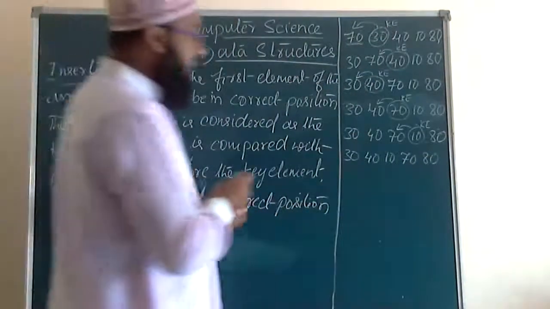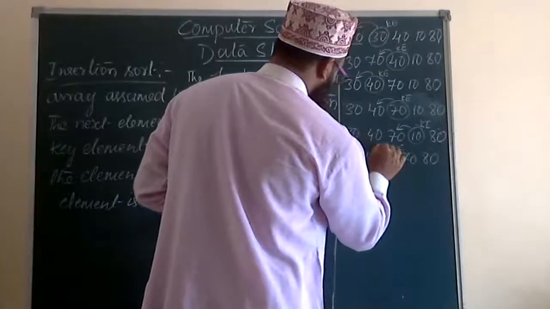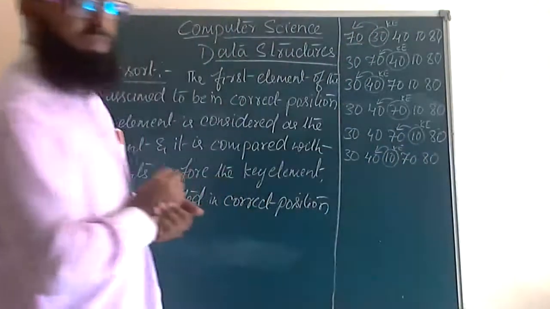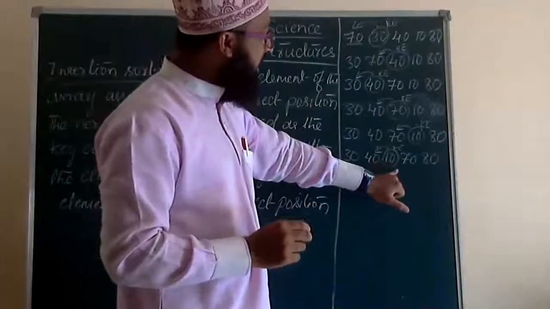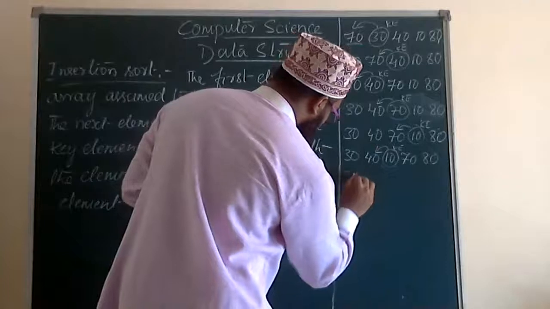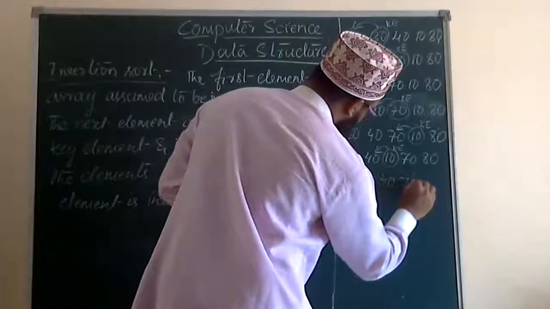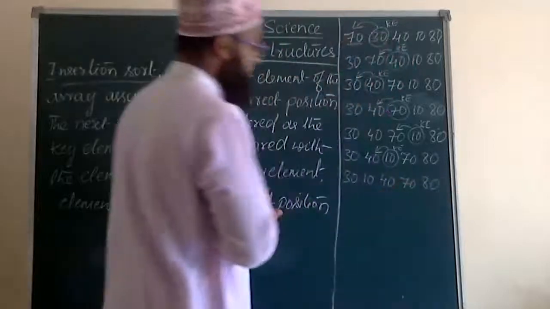Okay. Again take 10 as the key element. Compare with 40. Here 40 is greater than 10, and 10 is lesser than 40. So interchange the elements: 30, 10, 40, 70, then 80.